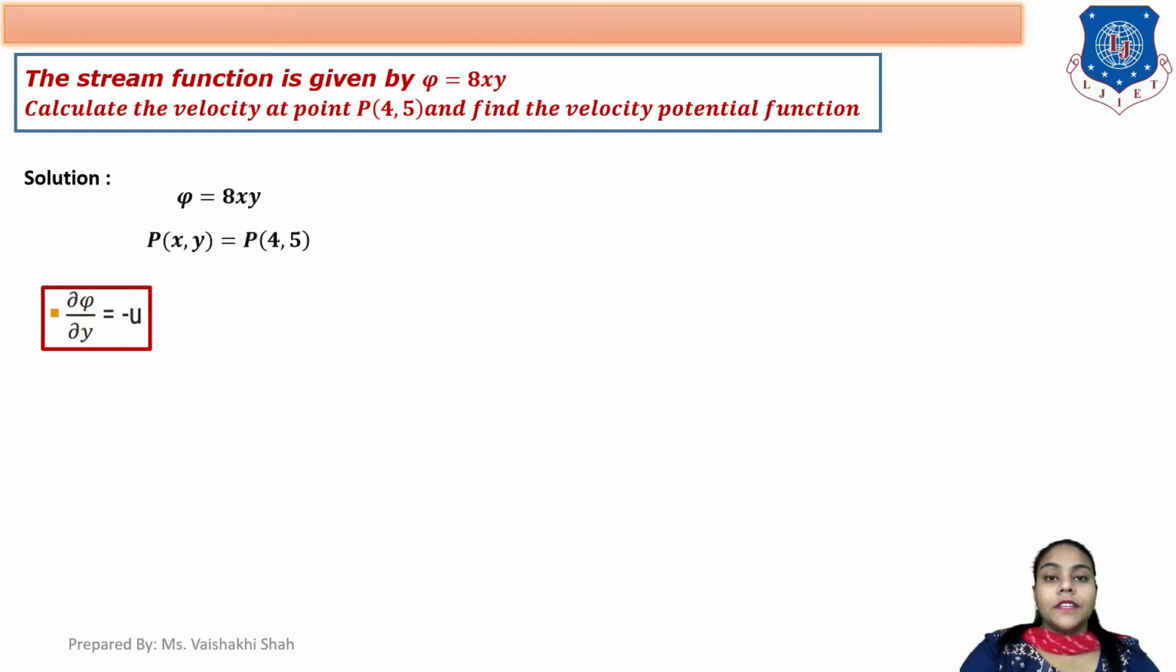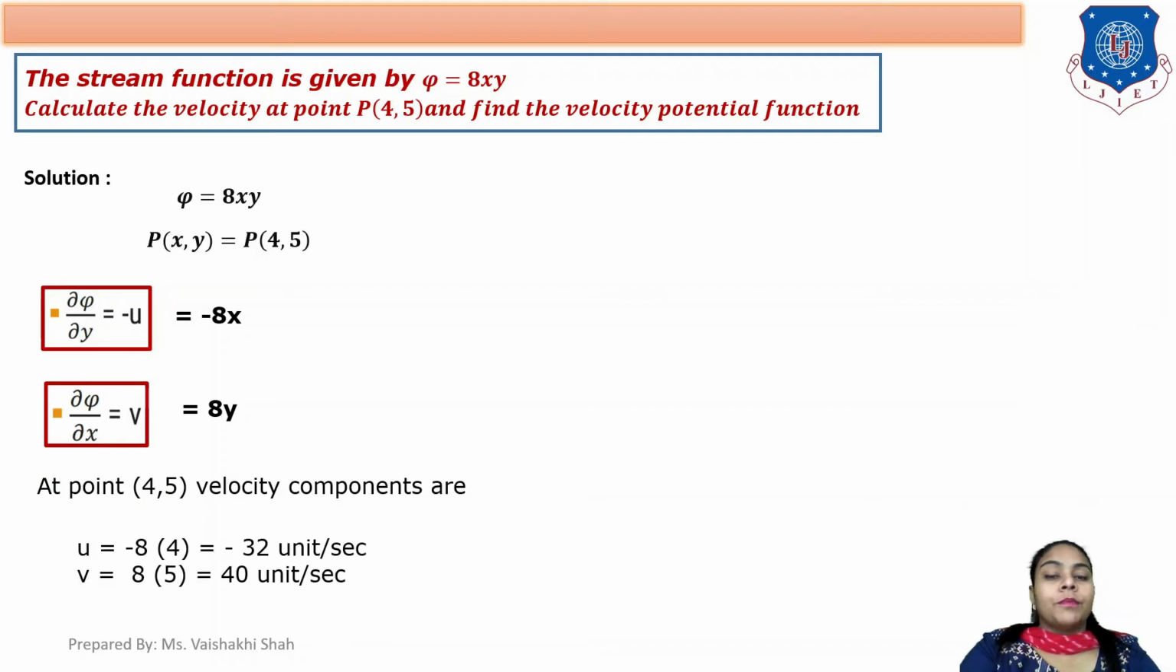First of all, as we know, del psi by del y equals to minus u. So, differentiating with respect to y, you get minus 8x. Del psi by del x, that is v. So, by differentiating with respect to x, you get 8y. Now, we have the value of x and y. So, place x equals to 4 and y equals to 5. So, you get u equals to minus 32 unit per second and v equals to 40 unit per second. After this, first step is to find out resultant velocity.